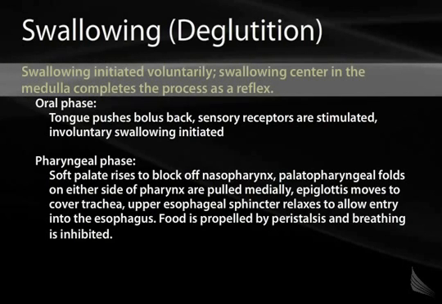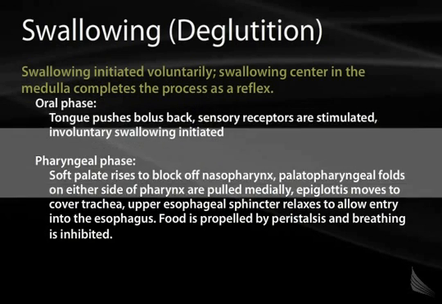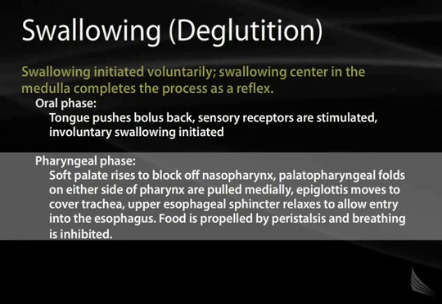Swallowing is initiated voluntarily in the swallowing center in the medulla, and the process is completed as a reflex. In the oral phase, the tongue pushes a food bolus back, sensory receptors are stimulated, and involuntary swallowing is initiated. In the pharyngeal phase, the soft palate rises to block off the nasopharynx. This prevents food from coming out of your nose.